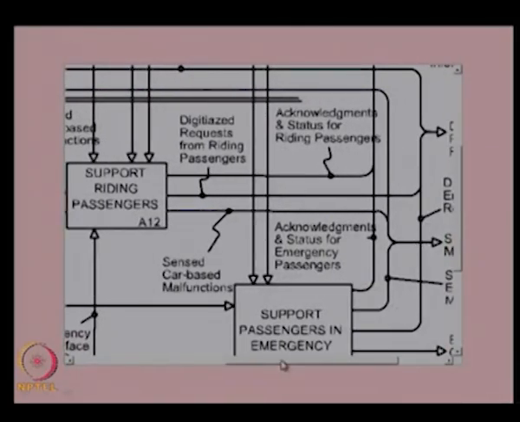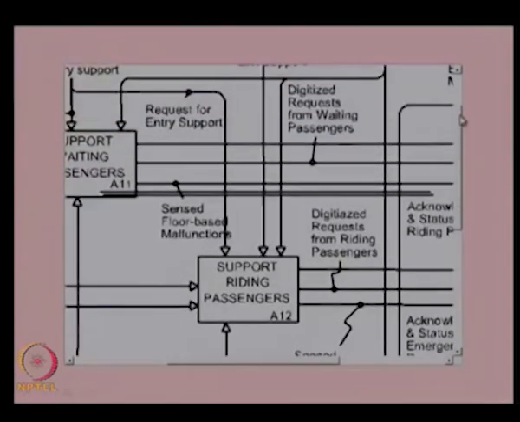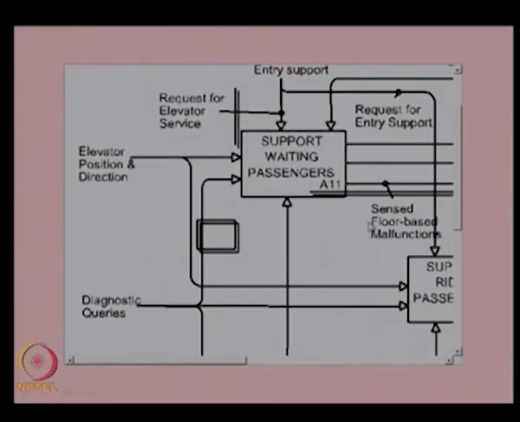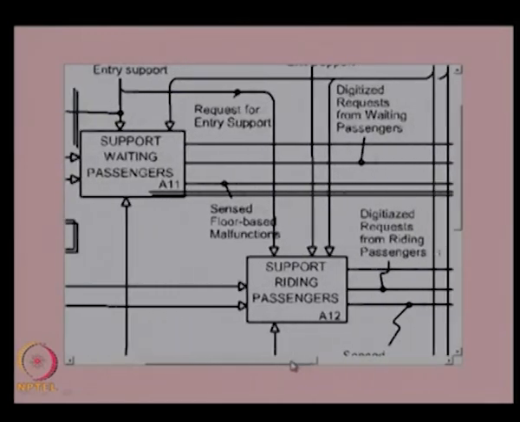you can see the acknowledgement and status for riding passengers is coming from this function. So both functions, the support waiting passengers function and the support riding passengers function, are using the request for entry support signal and converting that into digitized output. Again, if you go further down into A11, you can see that there will be an electronic component which actually converts the signal to a digital signal and sends it to the next function. So A11 as well as A12 are providing the digitized output using this signal and then giving the information out to the next level function.